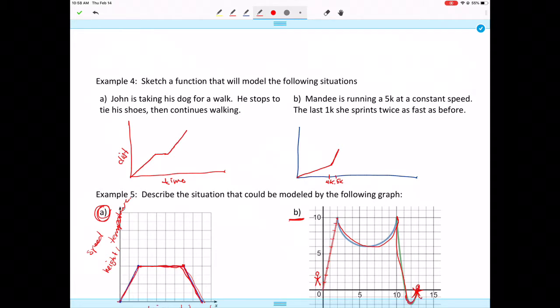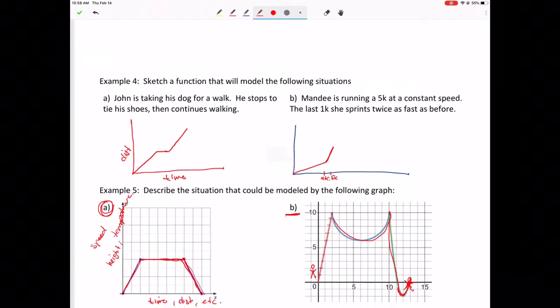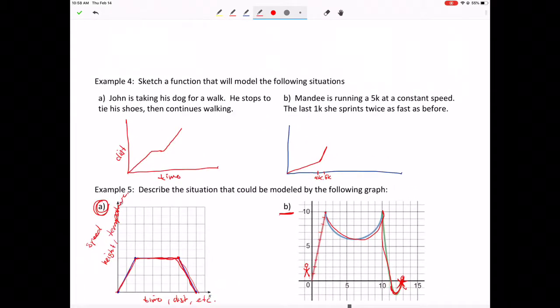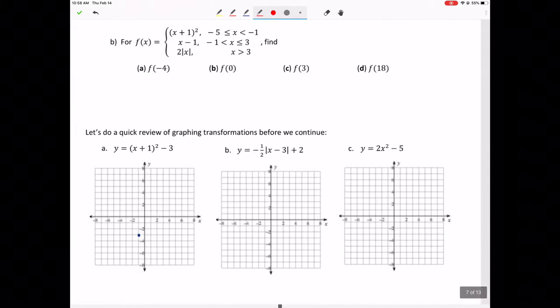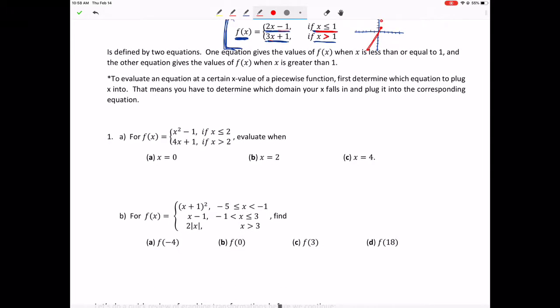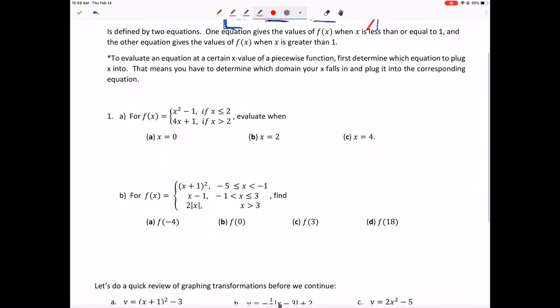So hopefully that kind of makes sense. This is why we would perhaps need to use piecewise functions, because you wouldn't be able to come up with a good model without doing piecewise functions. All right, so let's go back, talk more about how we use piecewise functions and how to evaluate piecewise functions.